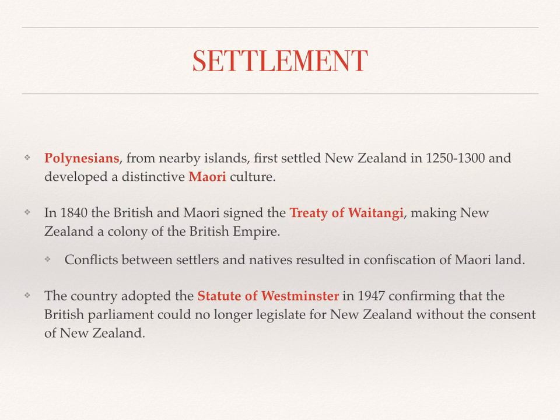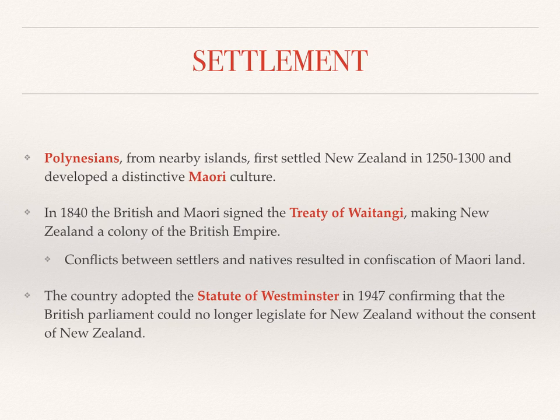Settlement. Polynesians, people from the nearby islands, first settled New Zealand in 1250 to 1300. And they developed what was called a Maori culture. Came to develop a distinct identity. In 1840, the British and the Maori signed the Treaty of Waitangi, and this made New Zealand a colony of the British Empire.